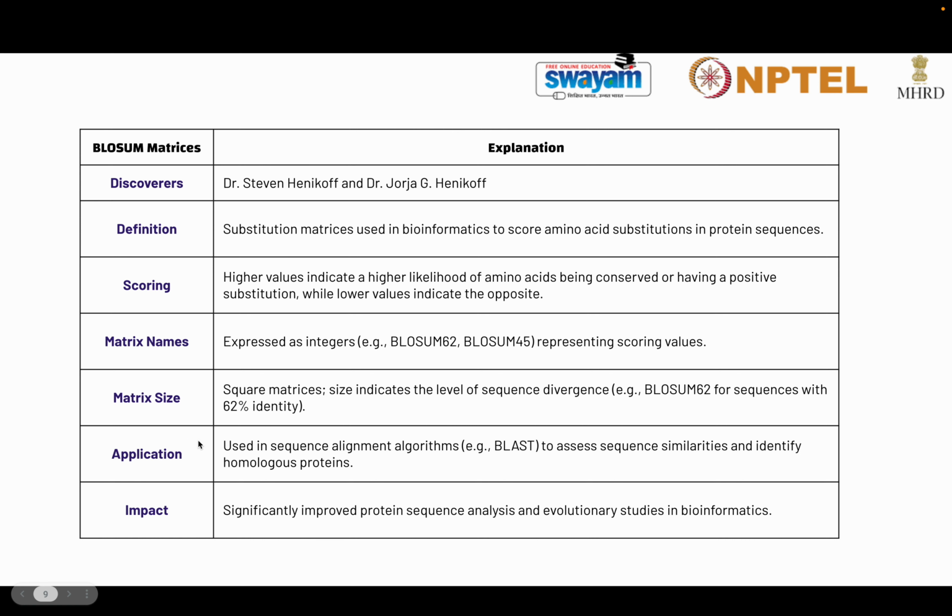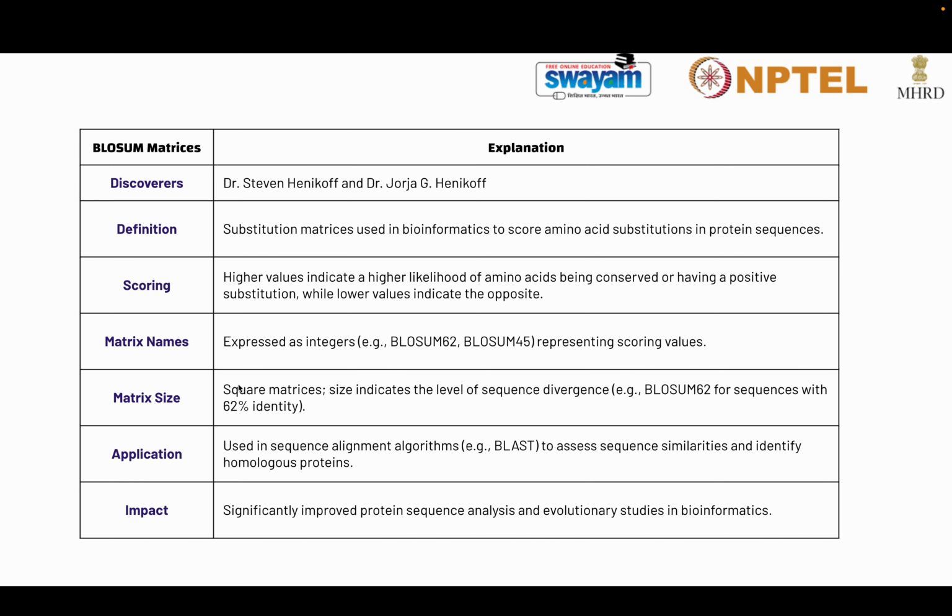Then come applications. They are used in sequence alignment algorithms such as BLAST to assess sequence similarities and identify homologous proteins. The term homologous we have also discussed previously. It means proteins that are coming from the same ancestor. During evolution, there are certain neutral mutations, and there are certain mutations due to which the proteins get diverged from one another. So in that case, to establish whether they are homologous or not, we can perform the sequence alignment.